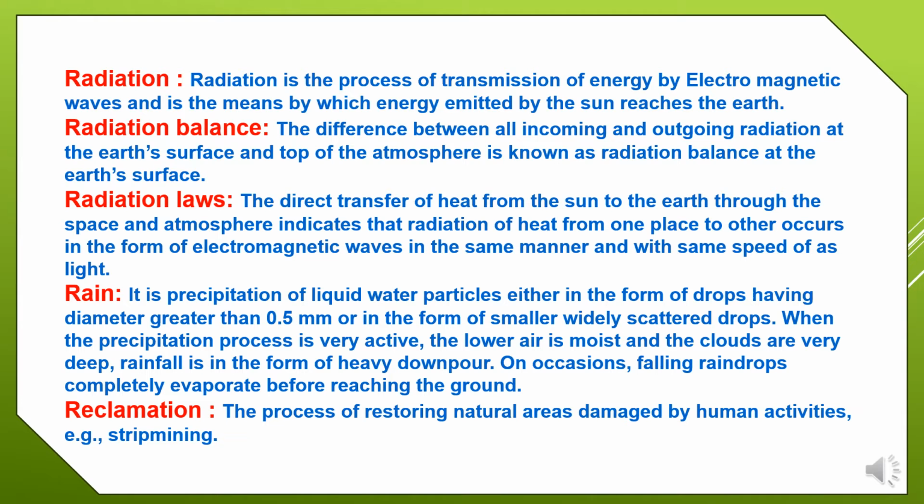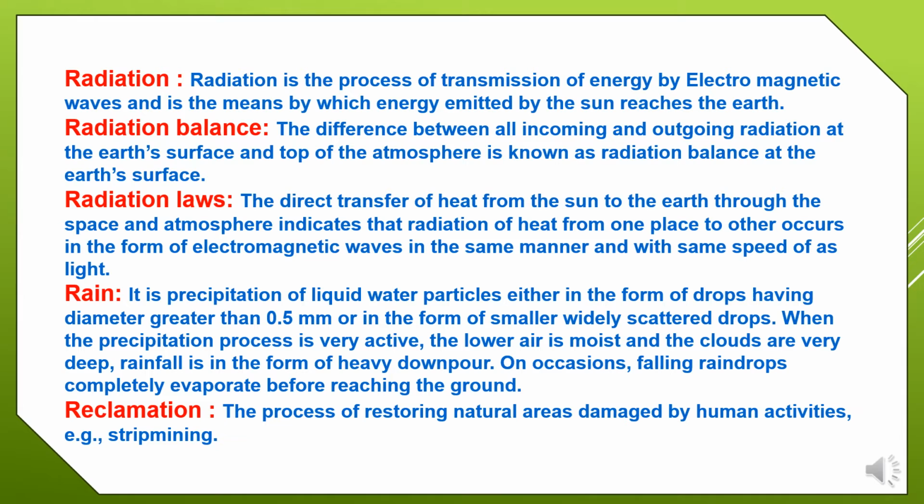Radiation law. The direct transfer of heat from the sun to the earth through the space and atmosphere indicates that radiation of heat from one place to other occurs in the form of electromagnetic waves in the same manner and with the same speed as that of light.